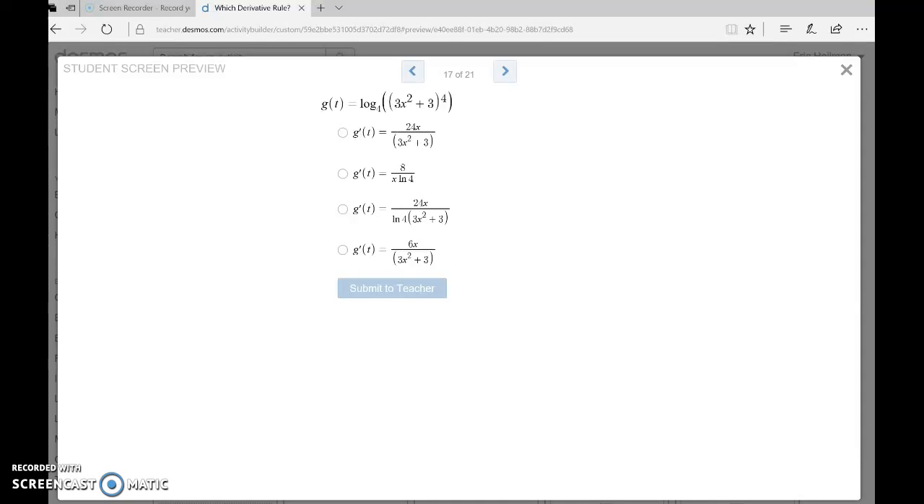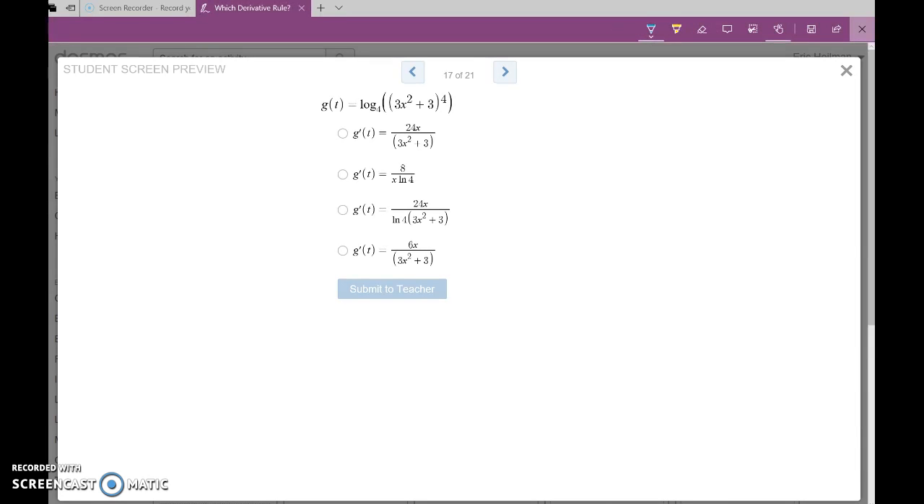Okay, we are continuing with solutions from this Desmos activity. In this problem, we have a log and then a binomial expansion on the inside. So we are going to use the log rule, which is the chain rule. And then on the inside function, we're going to use the chain rule again and then use the power rule.